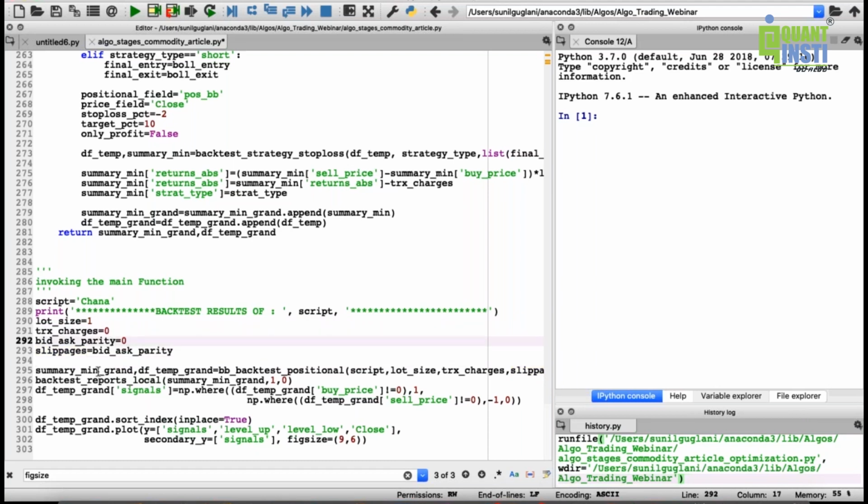So like we have seen, we are using the BB backtest positional script. If we run it, it will return the data frame with all the trades, and after that it will generate the backtesting report. On the basis of that, we will generate one graph where we will be able to see what signals were generated, and at what point of time. So I will run all of them one by one.